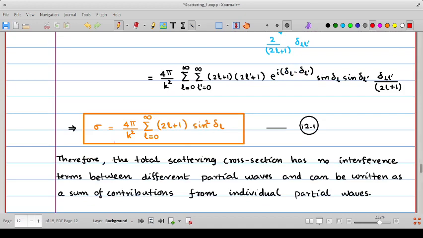So now we see that the total scattering cross section has no interference effect between terms of different values of L. So this looks like a sum of contributions from each of the individual partial waves.